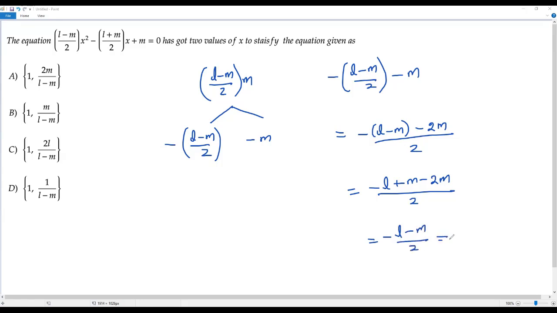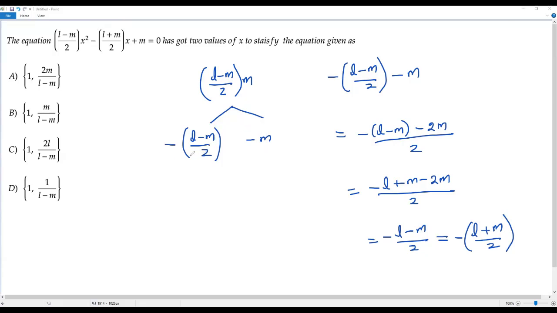Now I can factor the negative sign out from negative L and negative m. When I factor the negative sign out, negative L becomes positive L and negative m becomes positive m. Then I get negative of (L + m)/2. So when I add these two factors, I get negative of (L + m)/2. That's exactly the coefficient of x here. So the two factors I have taken now work.